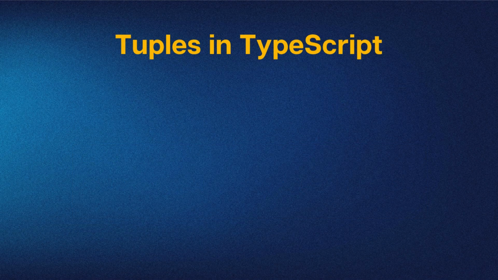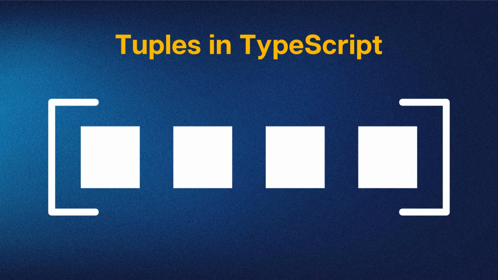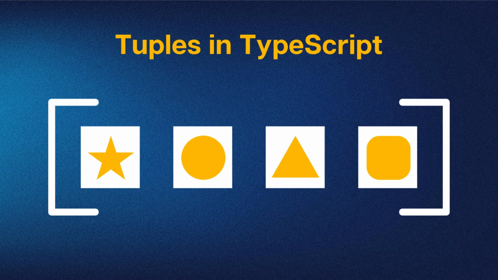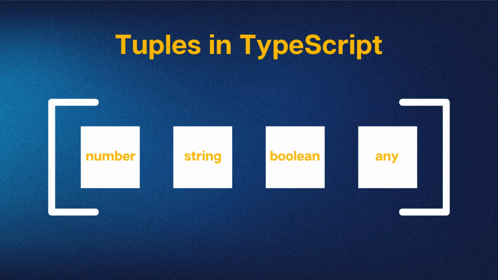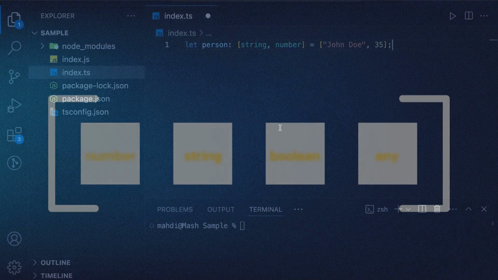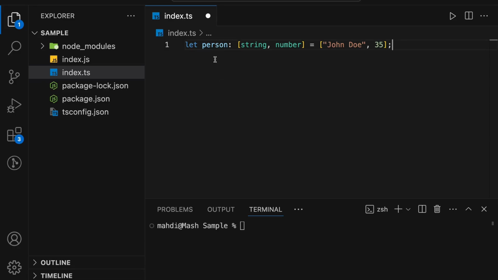Moving on to tuples. Tuples extend the capabilities of arrays by allowing you to specify the type of each element in the array. This means that unlike a standard array, a tuple can contain elements of different types. Here, person is a tuple, where the first element is a string and the second is a number. Tuples are particularly useful when you need to return multiple values from a function or when you're dealing with a fixed set of elements.